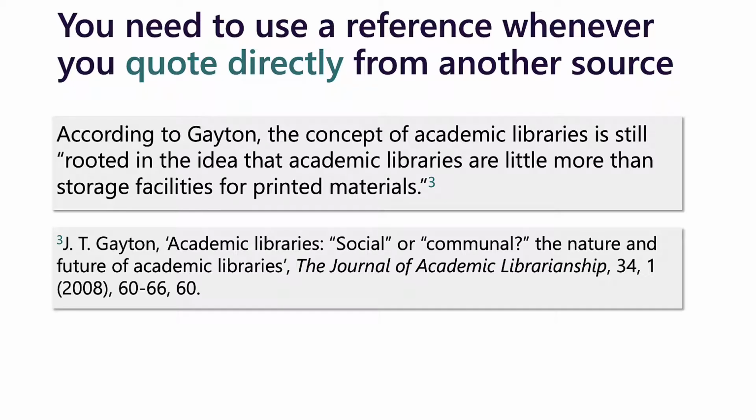You need to use a reference whenever you quote directly from another source. So whenever you use somebody's words without changing anything, you need to put the reference in to say where you got that from. You can see in our example we've got, according to Gayton, the concept of academic libraries is still, and then you can see where our quote starts because we've got double quotation marks, rooted in the idea that academic libraries are little more than storage facilities for printed materials.